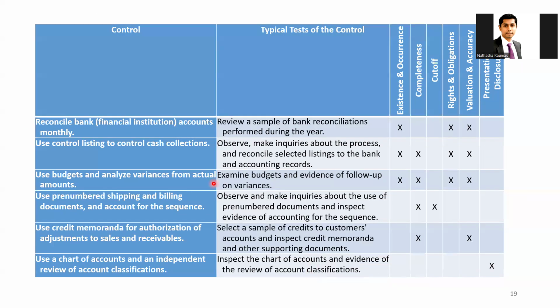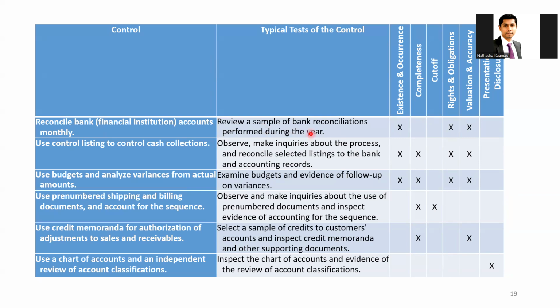And then another control can be reconcile bank account monthly. Maybe clearly they are reconciling the bank. This is not the bank reconciliation statement. Usual bank reconciliation when the customers are paying or transferring money to the banks directly. You are trying to reconcile the bank statements and try to understand whether all the cash receipts have been properly recorded. So you review a sample of bank recs performed during the year.